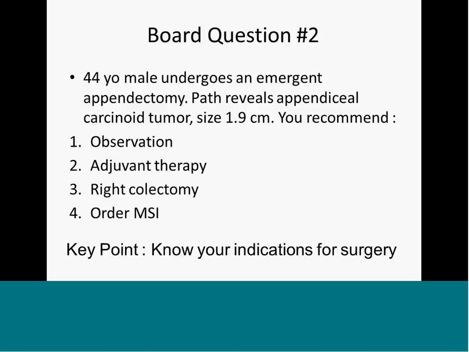So anytime you see appendiceal carcinoid and the size is 2, and the magic number to remember, unfortunately, is 2, because that's what they decided on when they looked at their study. If it's greater than 2, you need to tell your surgeon to do a hemicolectomy. If it's under 2, you can just observe and watch them, see what happens. So the key point is, again, for the board, know your indications for surgery, because a lot of the management you see on the board will ask you questions like this on what you should do next.